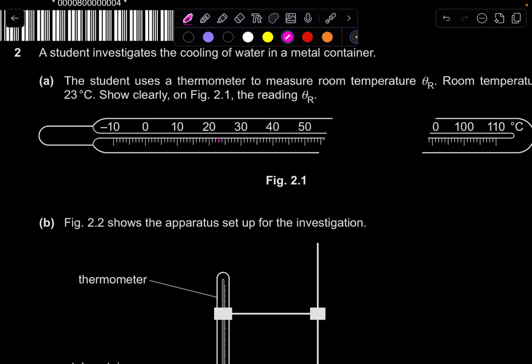So here you can show this, or you can label it as theta r. Okay, 23 degrees Celsius.